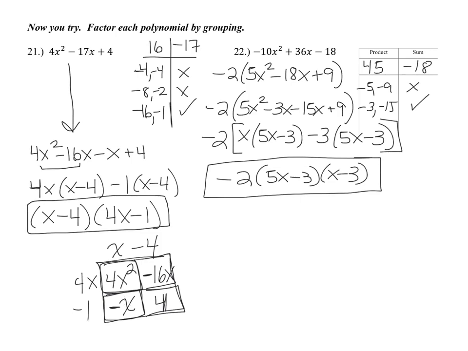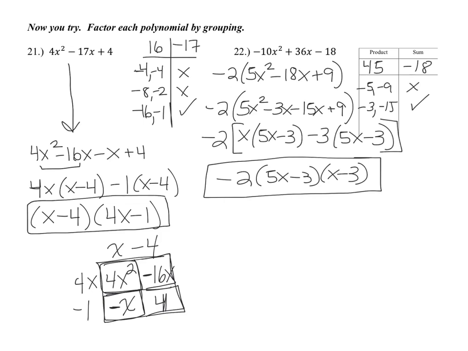So now if you can place the numbers that we have here in the boxes, then you can get your answer by just pulling out your GCFs of your rows and your columns, right? So look, if I pull out the GCF of 4x squared and negative x, that's x. If I pull out the GCF of negative 16x and 4, that's negative 4. If I pull out the GCF of 4x squared and negative 16x, that's 4x. If I pull out the GCF of 4 and negative x, that's negative 1. And then you have your factors without grouping.